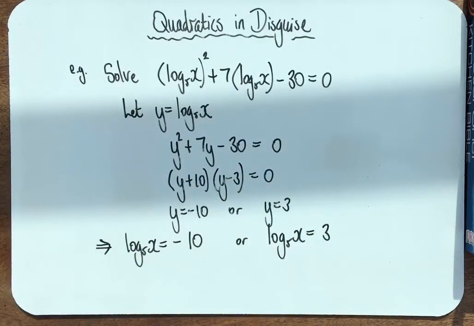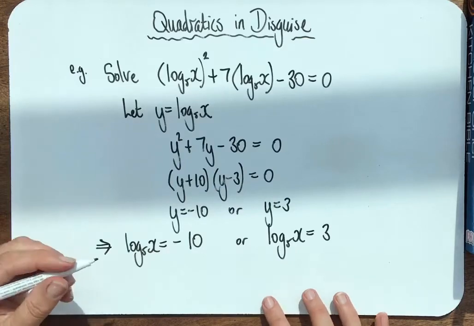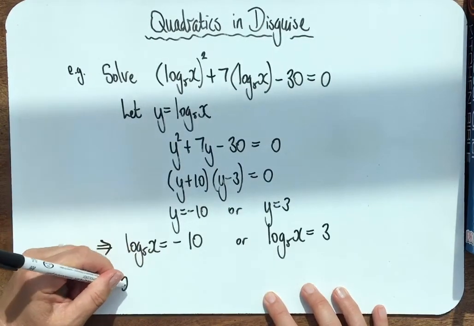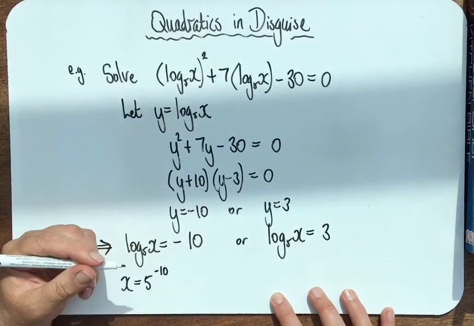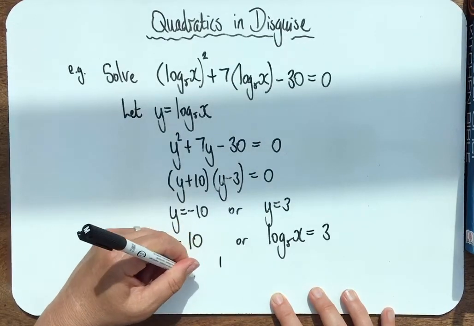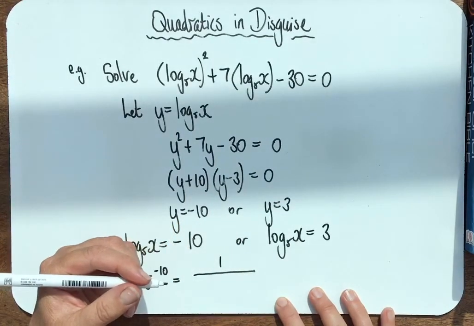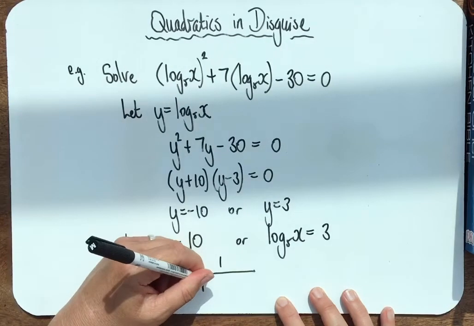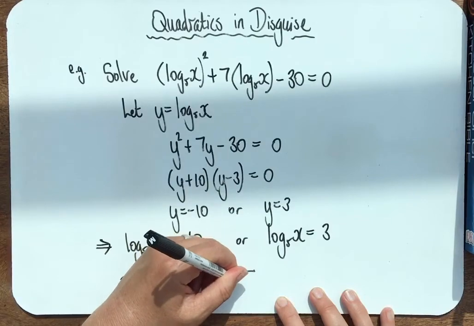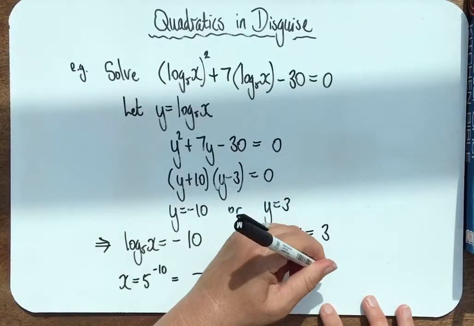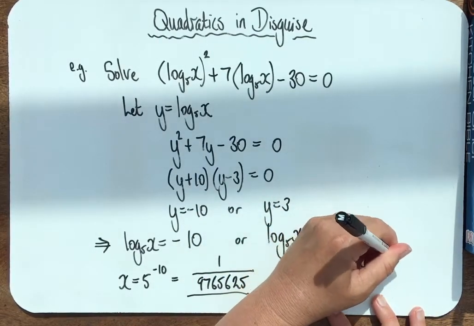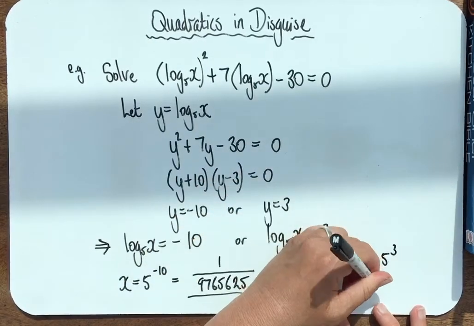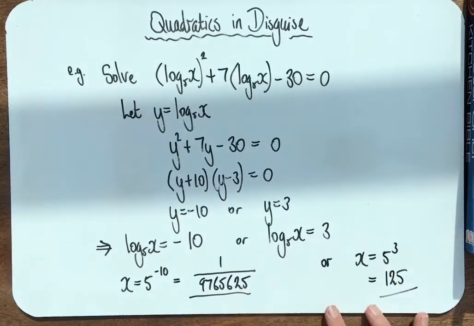And then it's just a case of rewriting those logarithms as powers. So x is equal to 5 to the power of minus 10, which is 1 over 9765625, or x is equal to 5 cubed. So that's your base, that's your power, which is 125. So that's the first one.